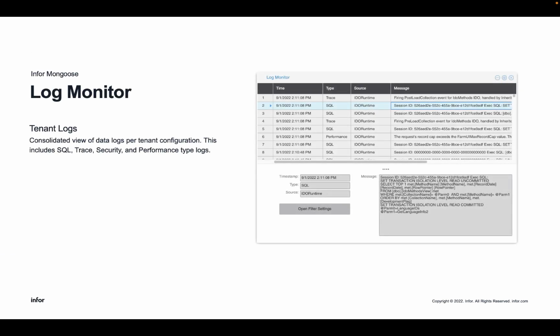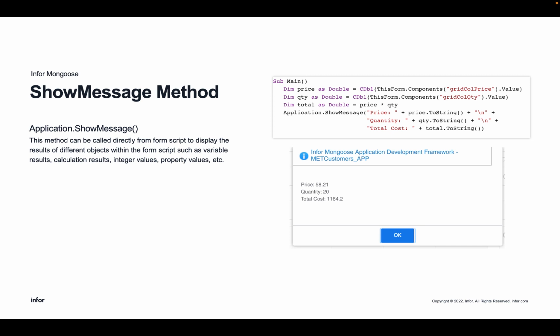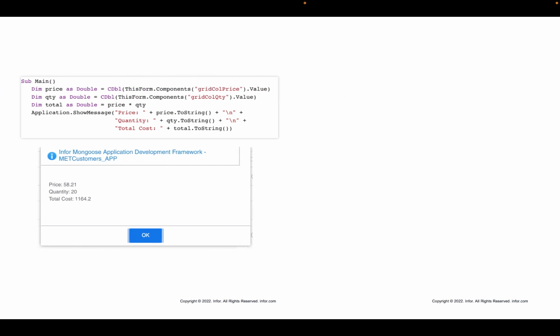The Log Monitor form is also available to view a list of logs per tenant configuration. This will include all of the logs on the tenant such as SQL, Trace, Security, and Performance type logs, with the ability to filter and sort on each field. Additionally, the ShowMessage method can be called directly from form script to display the results of different objects within the form script. This includes things such as variable results, calculation results, integer values, property values, etc.